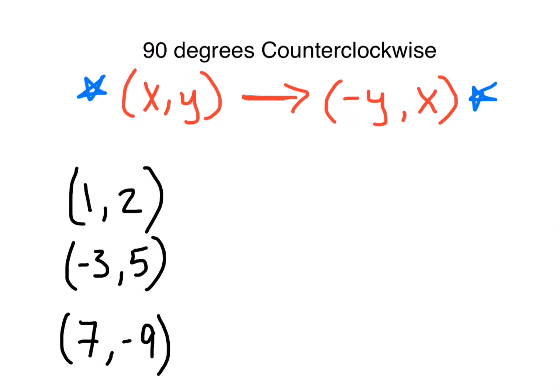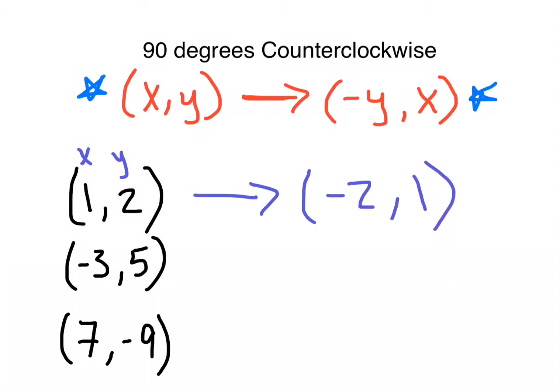So here we go. Here are numbers that I have here. We're going to go ahead and work them in purple. So (1, 2), which by the way, this is an x and this is a y, is going to become (negative 2, 1). Right? We did our rule.